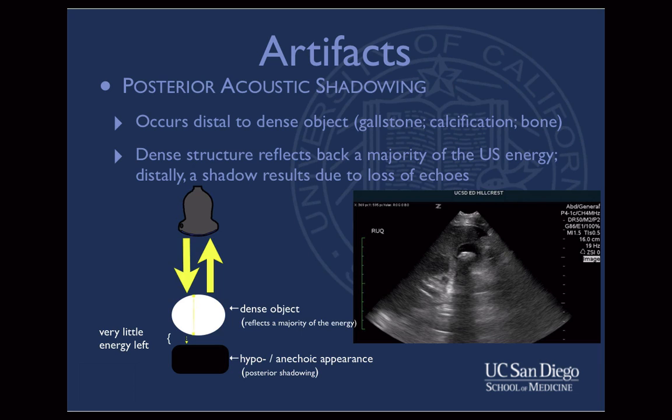Posterior shadowing occurs distal to a dense object in the field of view. The artifact results from a loss of ultrasound beam energy distal to a dense object. As illustrated in the diagram, the dense structure, depicted by a white oval, reflects back a majority of the ultrasound energy. Distal to this structure, we see a loss of echoes causing the distal region to appear dark. This is demonstrated in the image, which is a scan of the gallbladder containing a gallstone, followed by posterior acoustic shadowing.